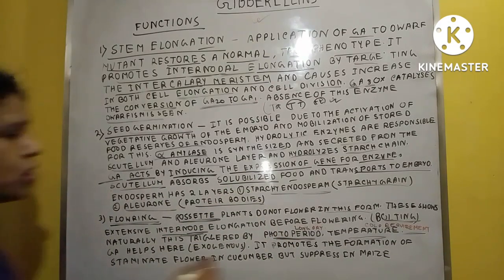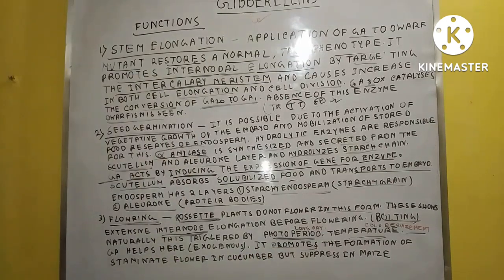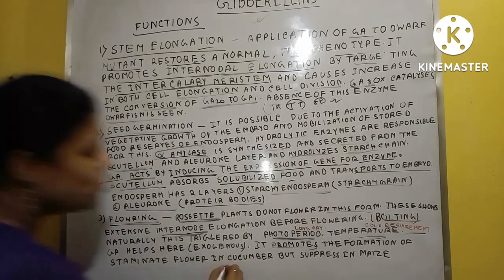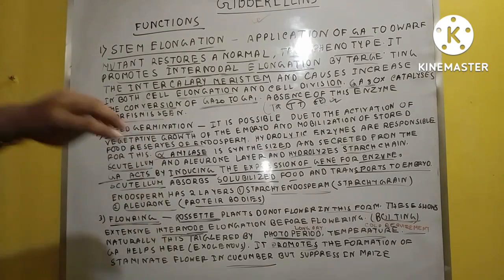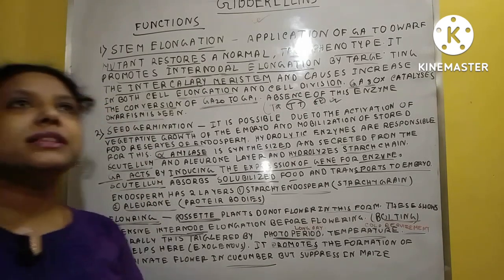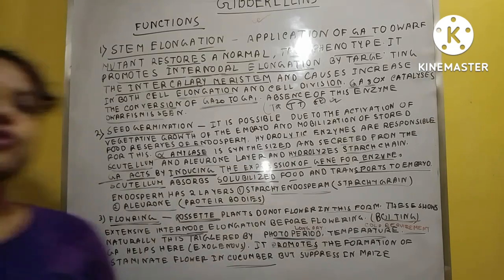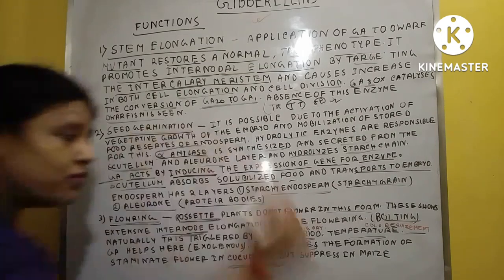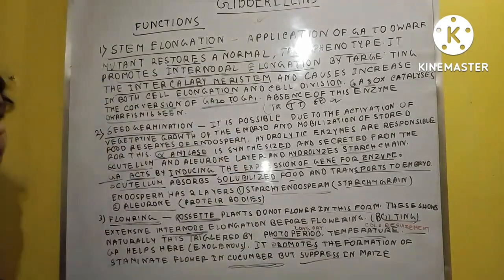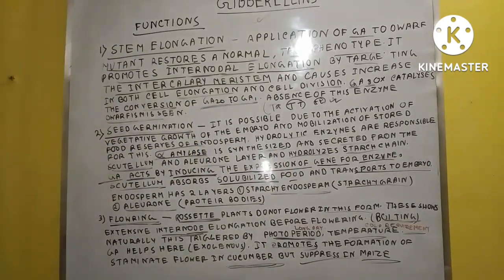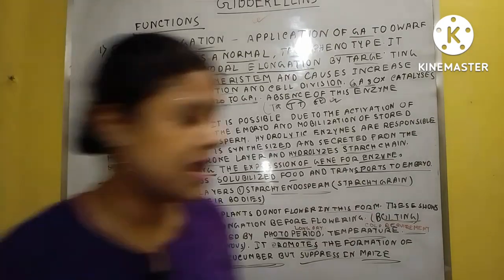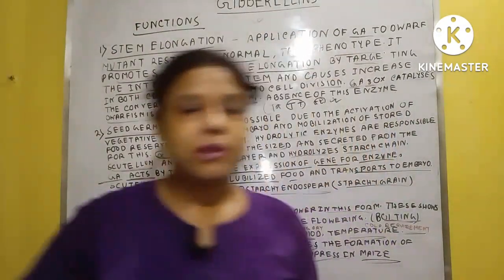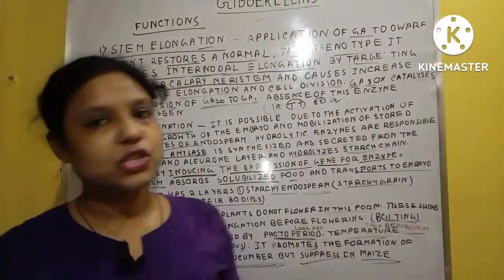And also it helps in the staminate flower in the cucumber. You can know what a staminate flower is. That means when the stamen changes to a flower, this is called the staminate flower. So in the case of cucumber, it helps the formation of the staminate flower, and obviously it suppresses the formation of this type of flower in maize. So these are the functions of the gibberellin. I think you can properly understand the biosynthesis and the functions of the gibberellin.